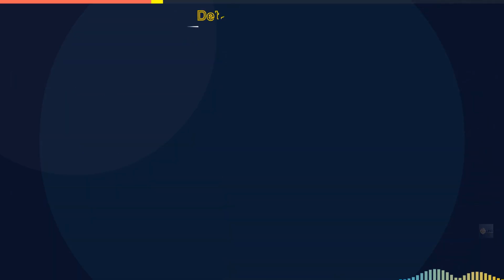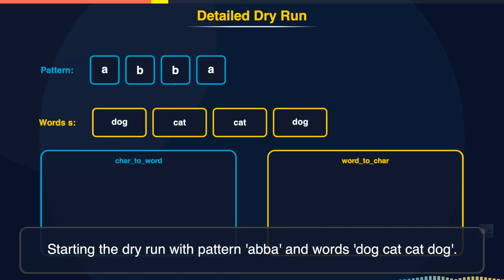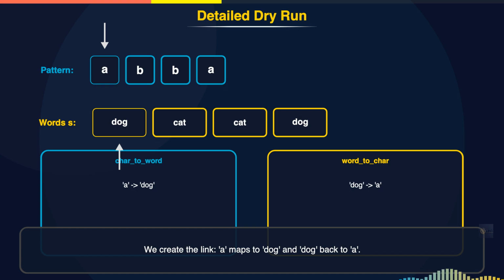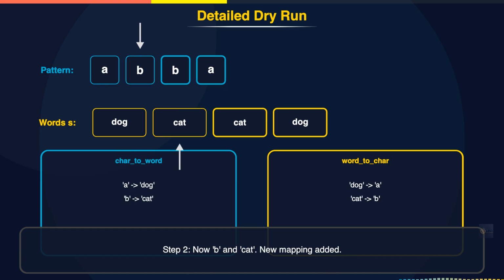Let us dive into the dry run. Look at the screen. We have our pattern ABBA at the top, and our string S, dog cat cat dog, which we split into 4 words. At the bottom, we have our two mapping tables. First, we look at the first character A and the first word dog. Neither is in our maps, so we create the link. A maps to dog, and dog maps back to A. Everything looks good. Next, we move to B and the word cat. Again, neither is mapped. We link B to cat, and cat back to B.